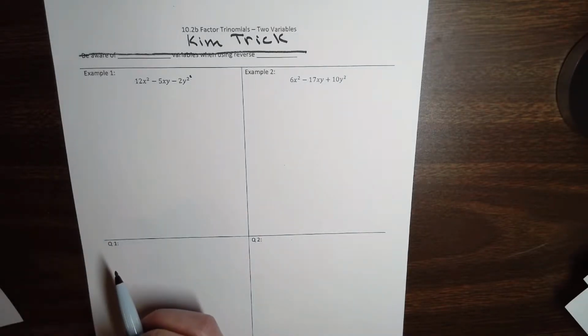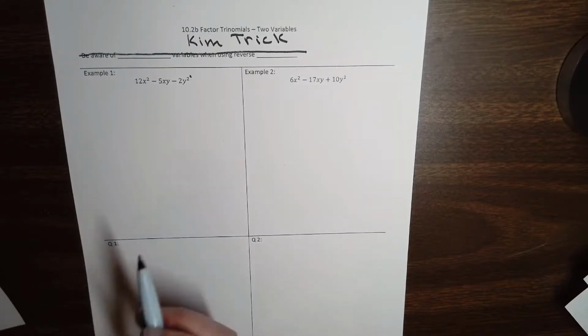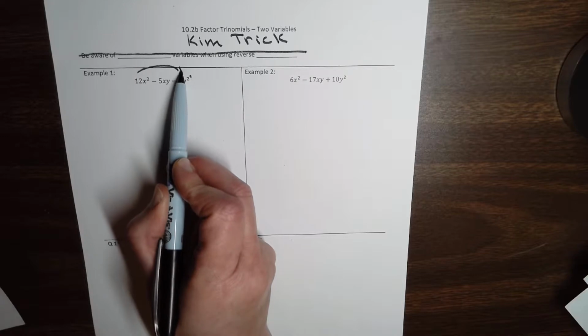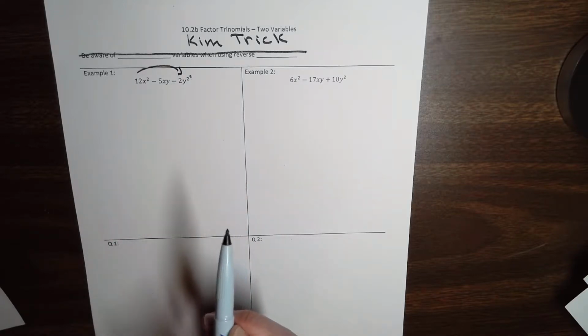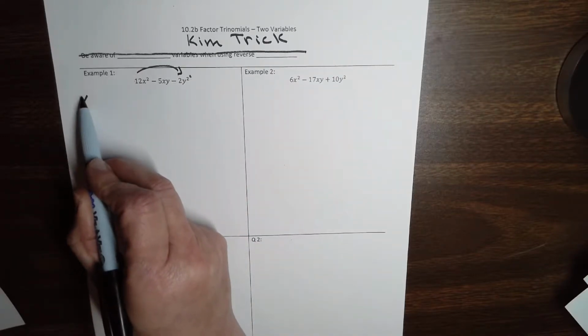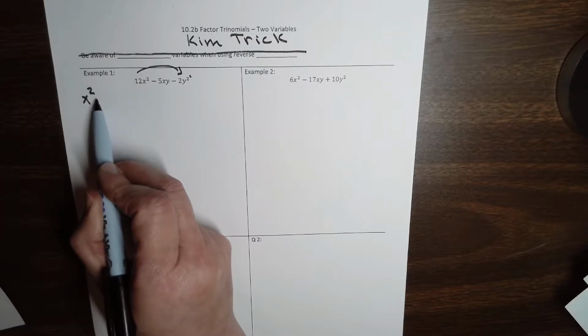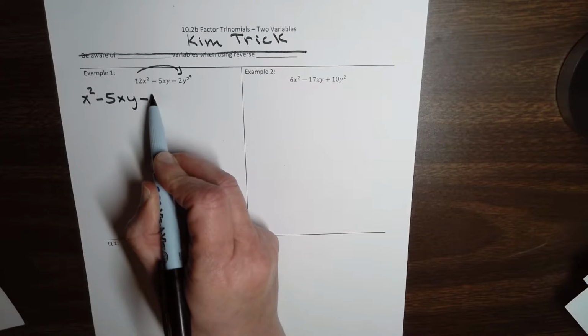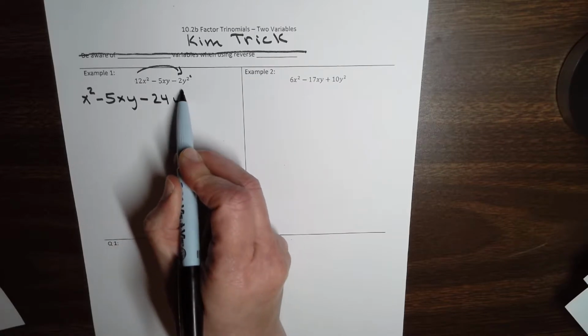So our second step in the Kim trick is taking your leading coefficient and multiplying it by the last term. When we do that, we end up with x squared minus 5xy minus 24y squared.